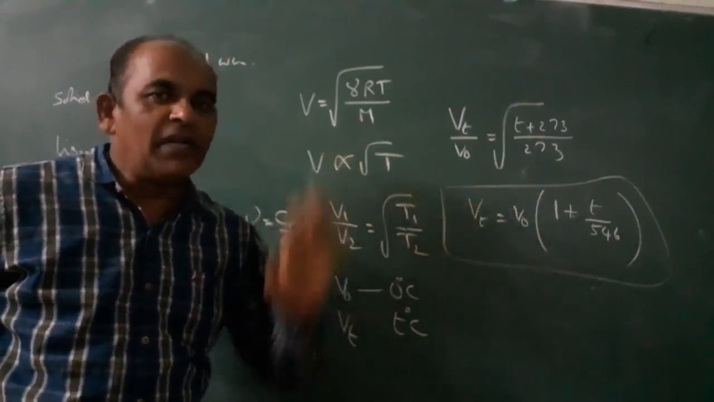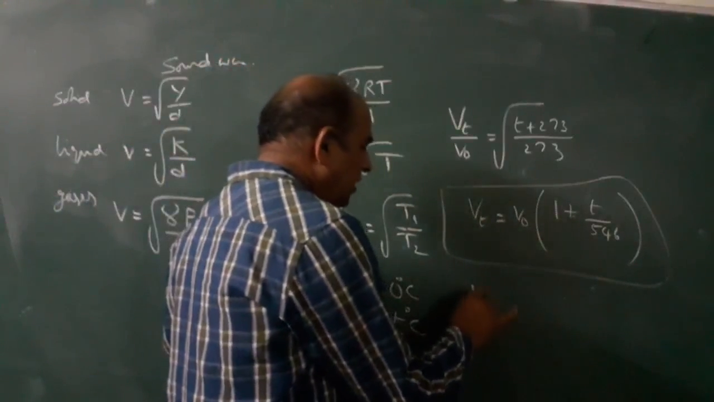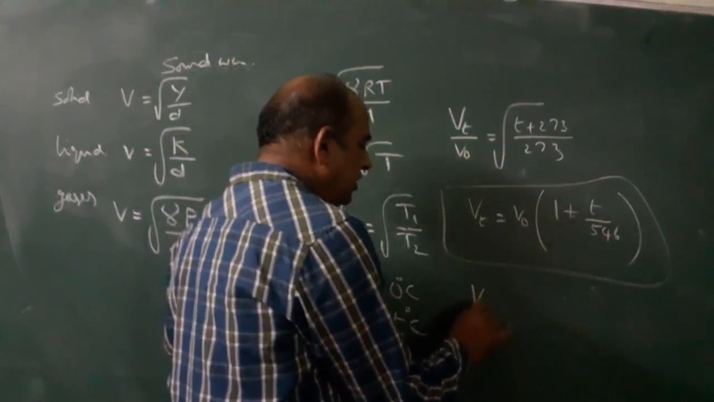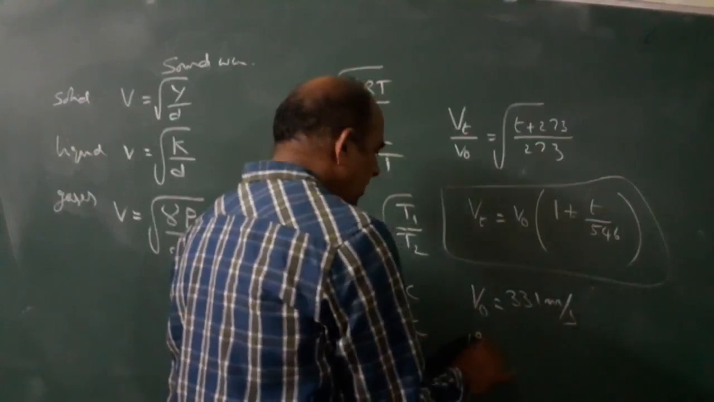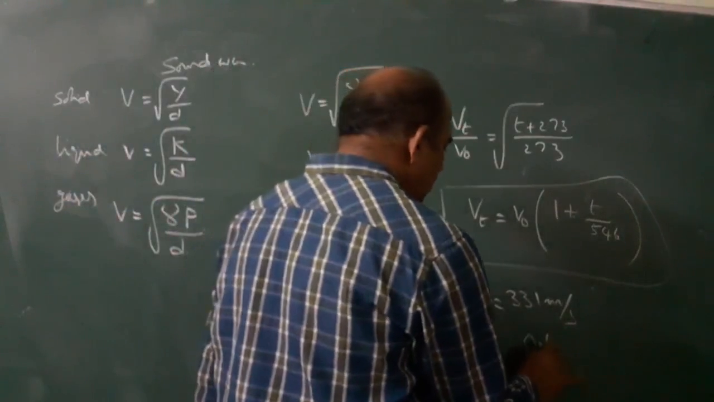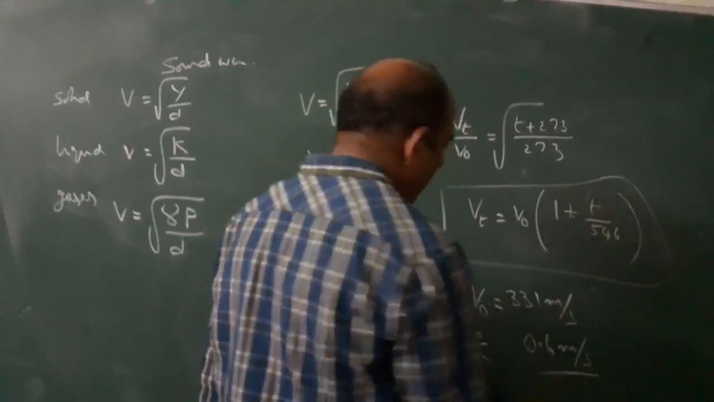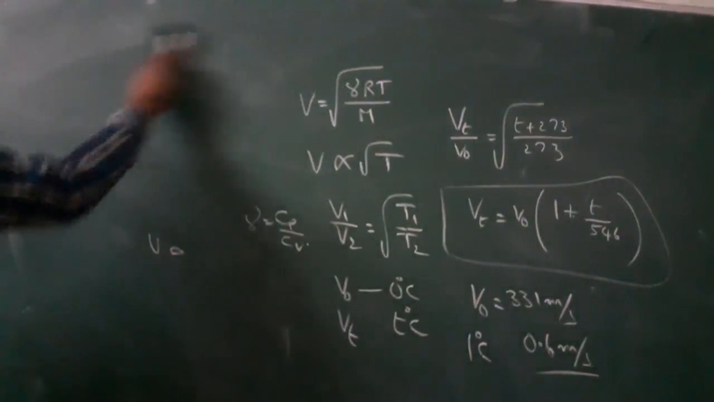So, as the temperature increases, velocity of sound in gases increases. In air, velocity of sound at 0 degrees centigrade is 331 meters per second. With an increase of temperature by 1 degree, velocity of sound increases by 0.6 meters per second.